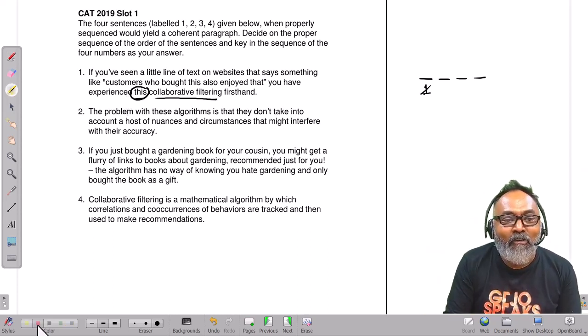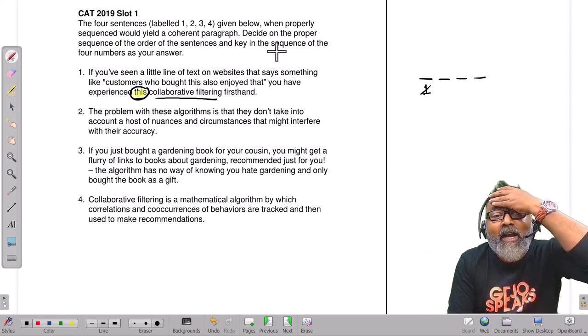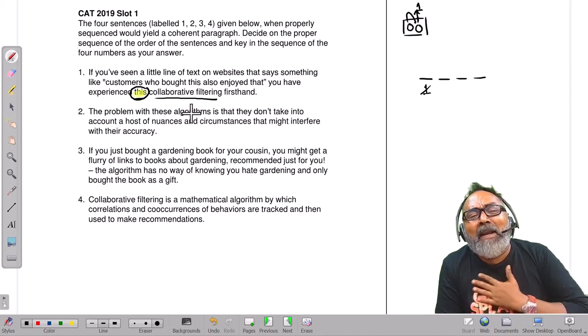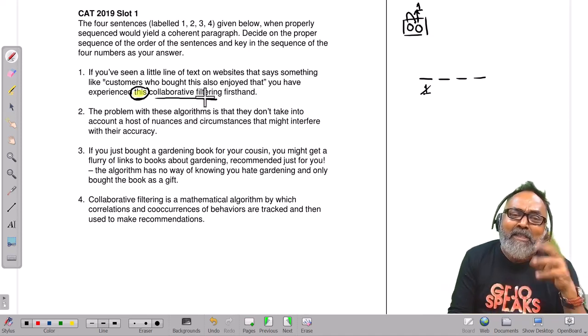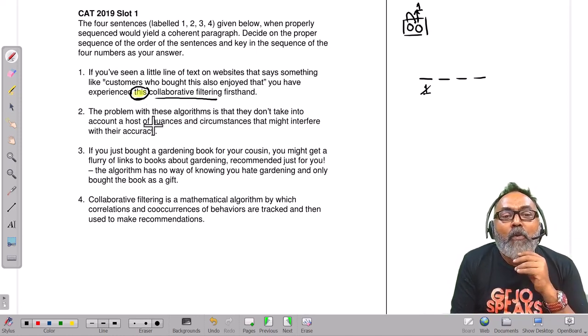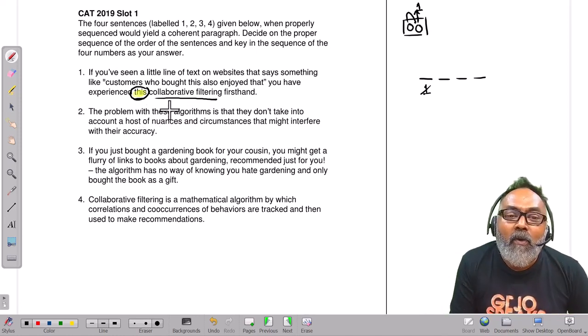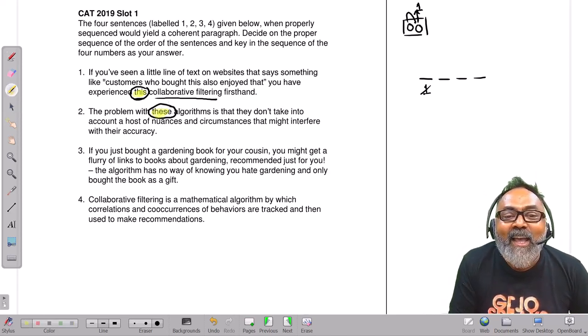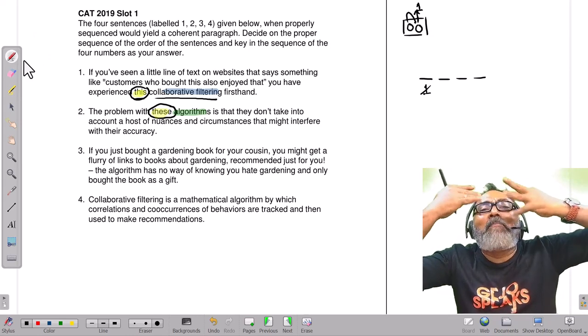Whenever you have a this, my mind is going, oh, I'm definitely going to get a block. Something has to connect to 1. We have got a 1 here. We need something, so we are looking at collaborative filtering. If I see the words collaborative filtering, I'm going to attach this to the sentence. The problem with these, with these what? These algorithms, we have got collaborative filtering.